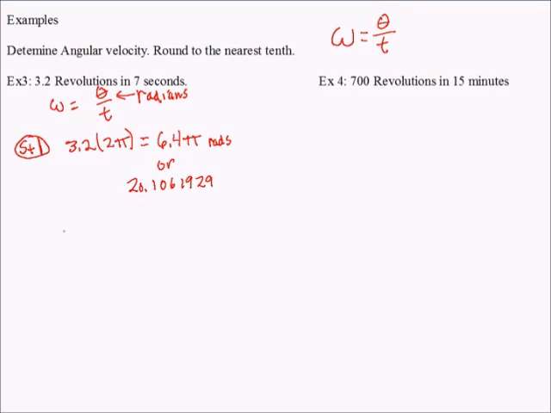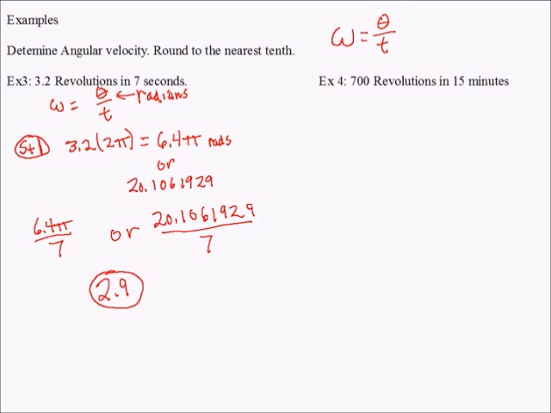So we can either do 6.4 pi over 7, because t is time, so 7 seconds, or we can do 20.1061929 divided by 7. And when you plug this in, either way, in the calculator, you're going to get 2.9. Okay. I'm not going to really worry about the units, just as long as you're applying your formula right. Same thing for example 4.